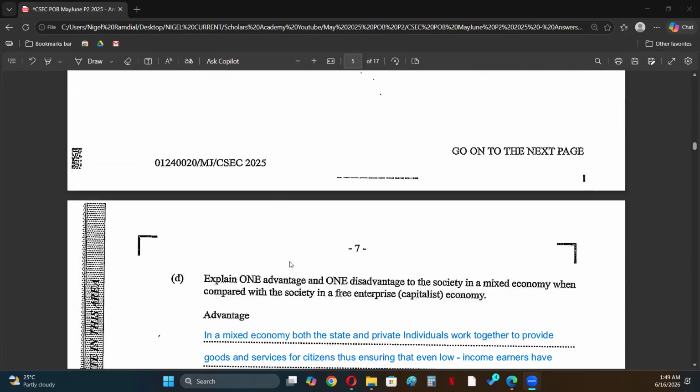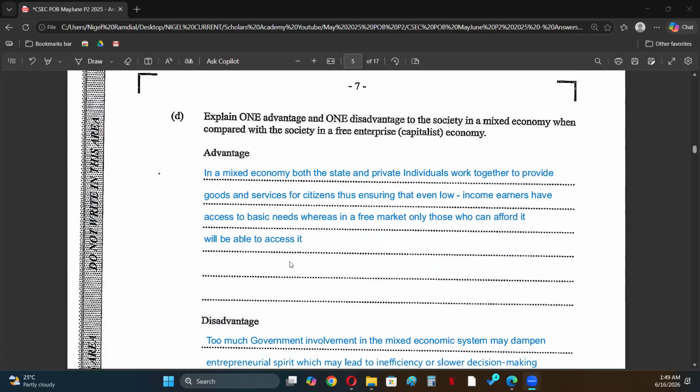Now, moving on to the last part, part D. Explain one advantage and one disadvantage to the society in a mixed economy when compared with a society in a free enterprise. So basically asking us to give an advantage of mixed economy over free enterprise and then a disadvantage of mixed economy over free enterprise. Let's have a look. Now, in a mixed economic system, we understand that both the state and private individuals work together to provide goods and services for citizens. So, the major advantage of this is that even low income earners have access to basic needs, whereas in a free market, only those who can afford it will be able to access it.